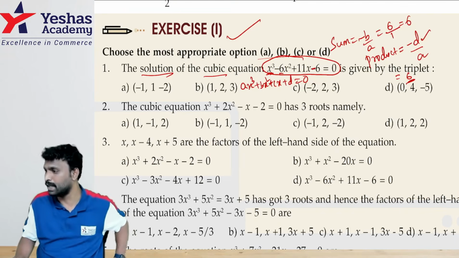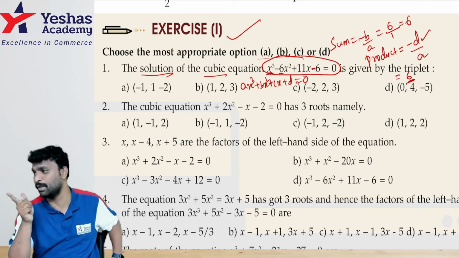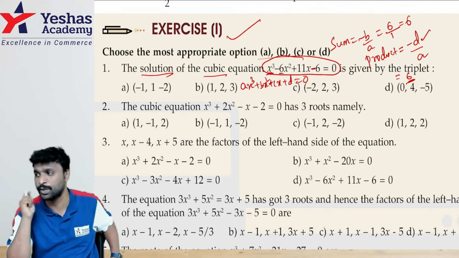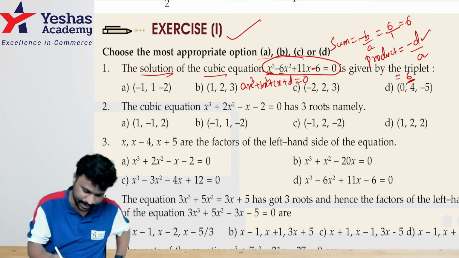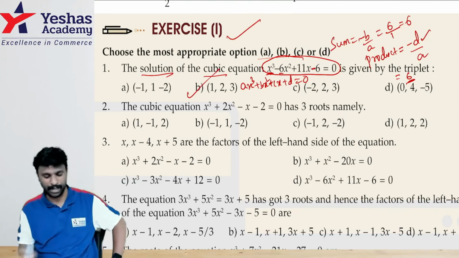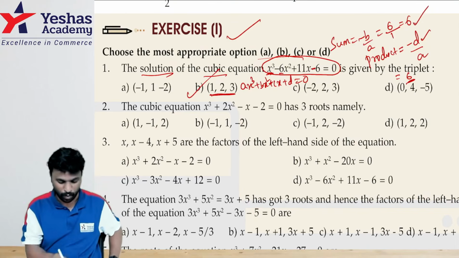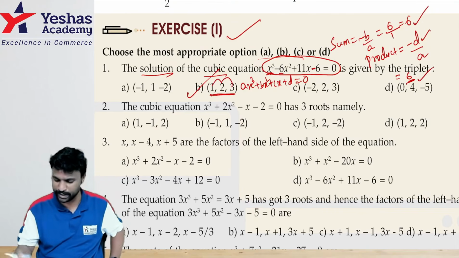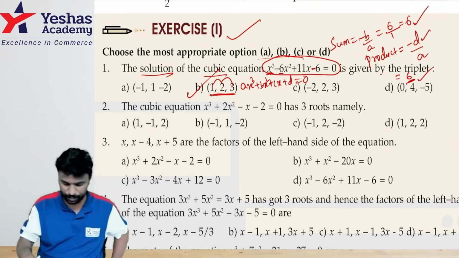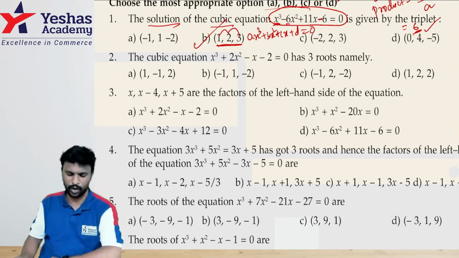So on checking the options, the sum of the roots must give you 6 and the product of the roots must also give you 6. Which option is the right answer? Very good. It is option B, because 1 plus 2 plus 3 is 6. The sum is 6. 1 into 2 into 3, the product is 6. Therefore, option B is the right answer. Let's move on to the next question.